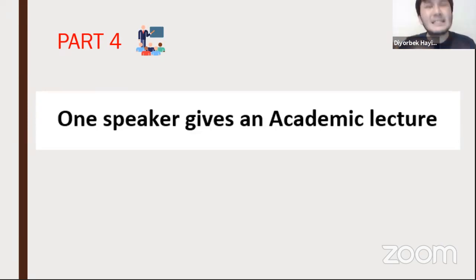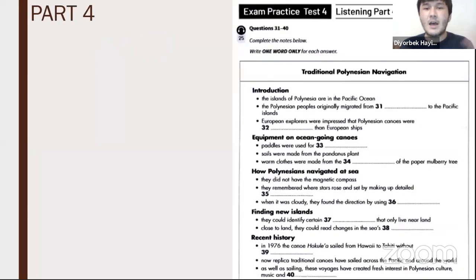But there are signposts in this part. So they say, now let's move on to talk about lions, lions breeding and etc. They kind of lead you from one point to another. So this is why it can be quite easy to do this section. Again, the same thing that I recommend here. For example, if you look at it, it is about traditional Polynesian navigation, right?